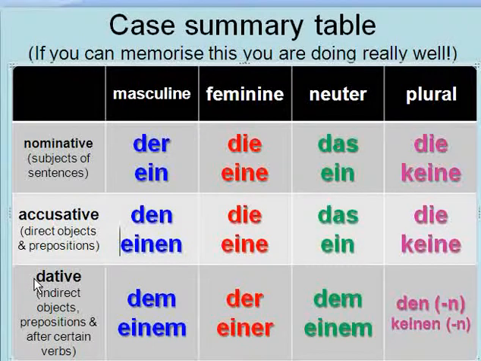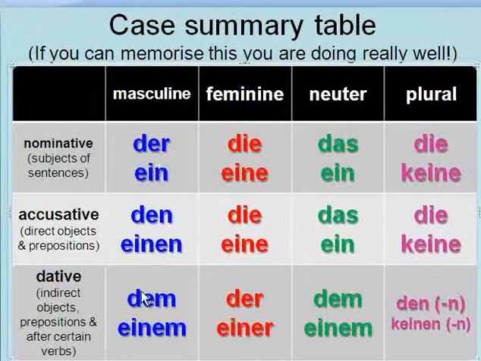Dative is something you probably haven't used a lot yet. You use the dative when you have an indirect object. You use it when you have certain prepositions and also certain verbs. There are dative verbs as well. And there are significant changes with the dative case.